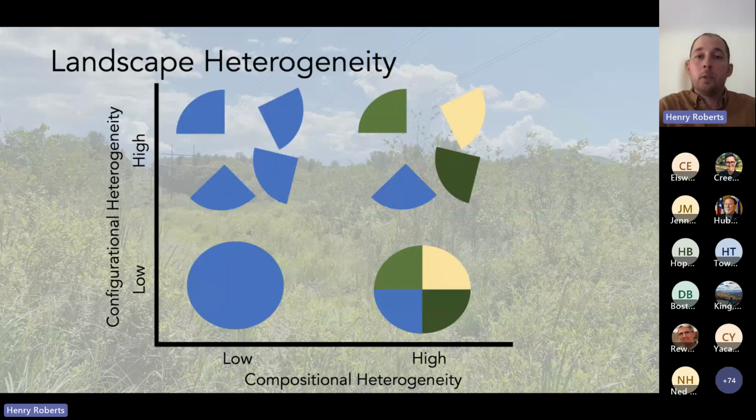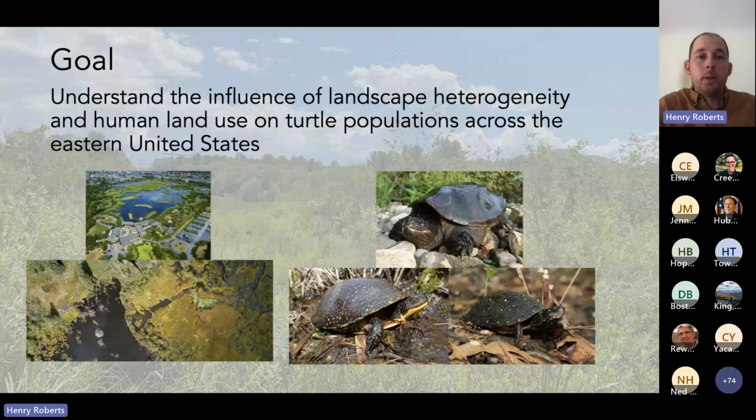And landscape heterogeneity is fairly well studied within the broader ecological research, but there are some major taxonomic gaps, and turtles are definitely one of them. So that was really the goal of this project, to understand the influence of landscape heterogeneity and human land use on turtle populations across the eastern United States.